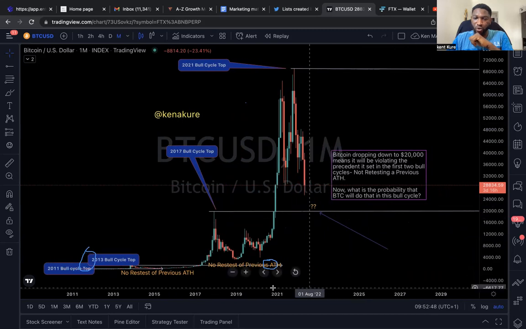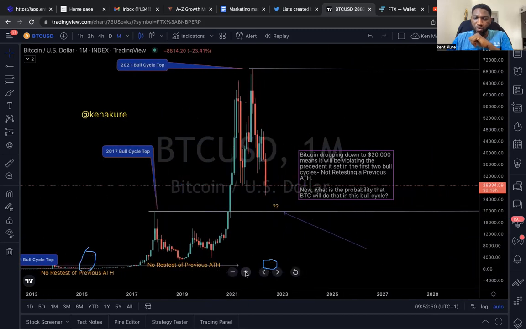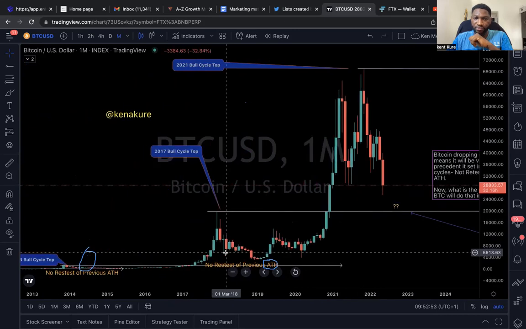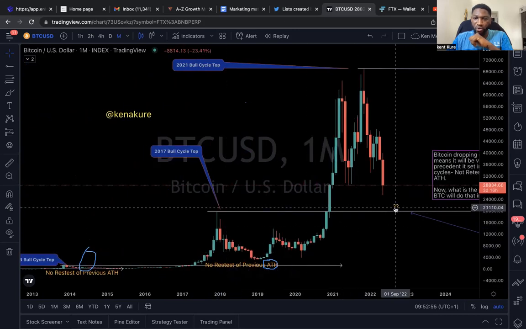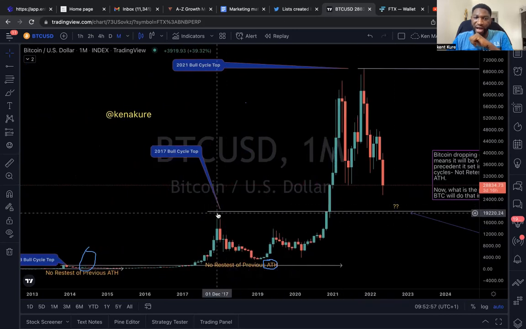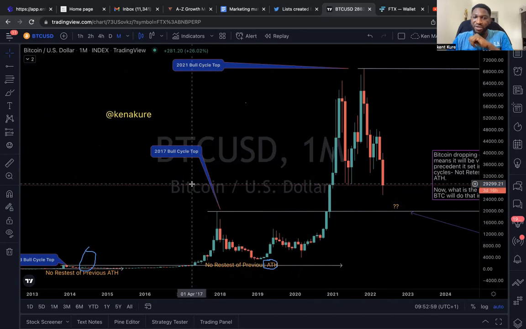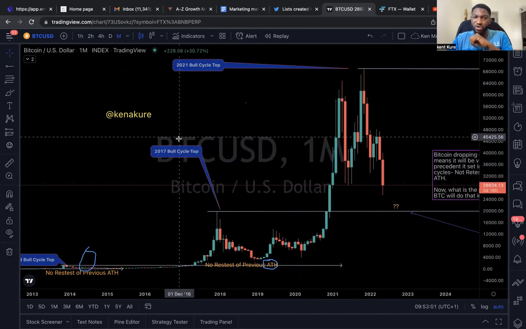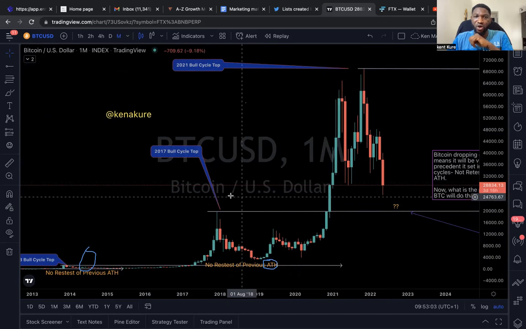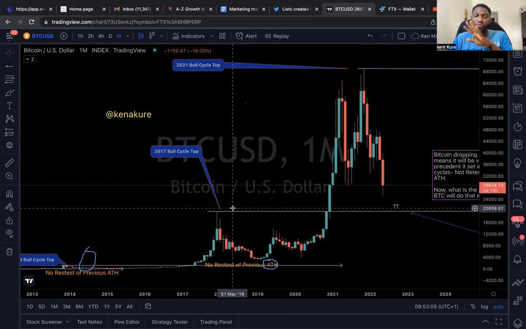To go below $20,000? Is it going to come this low? Because this is the high of the previous bull cycle top, which was in 2017. Now, it's going to come this low is what a lot of people are speculating on.